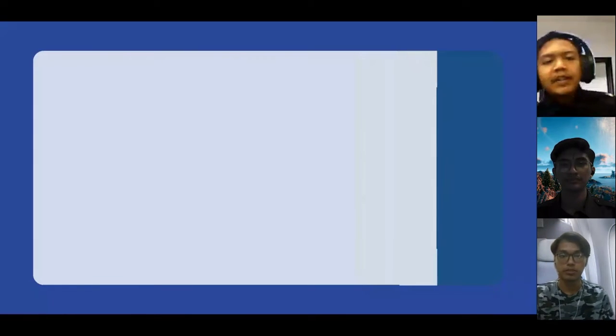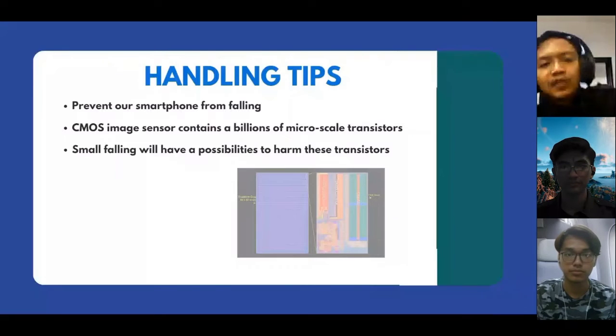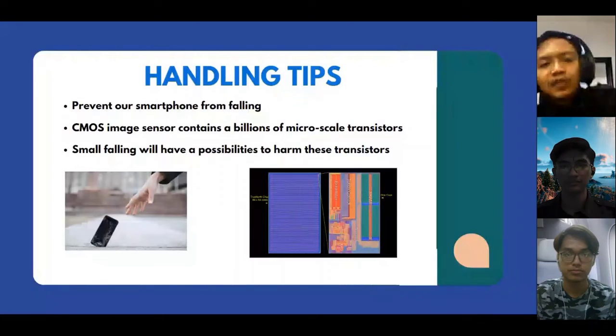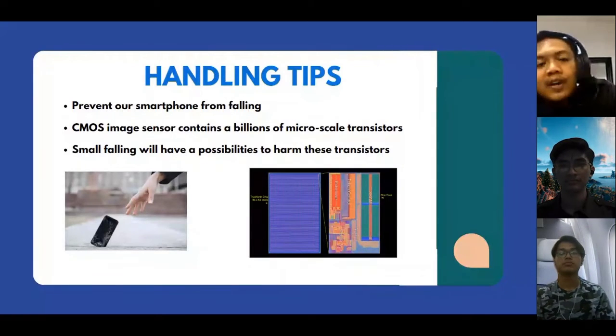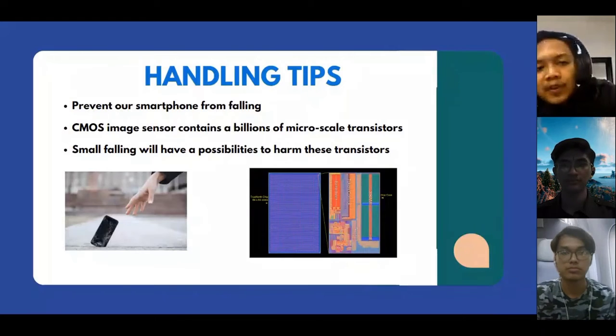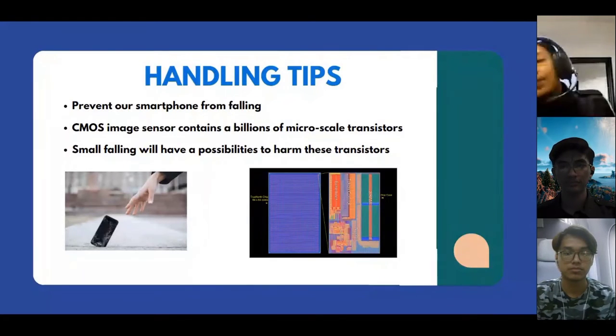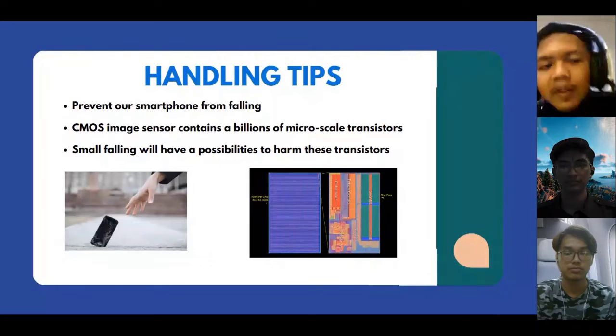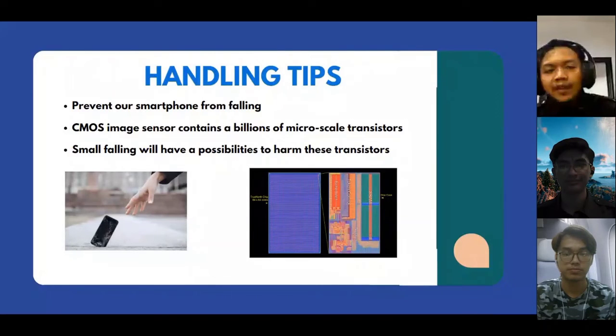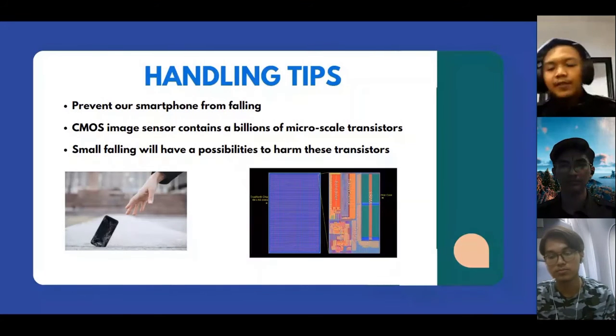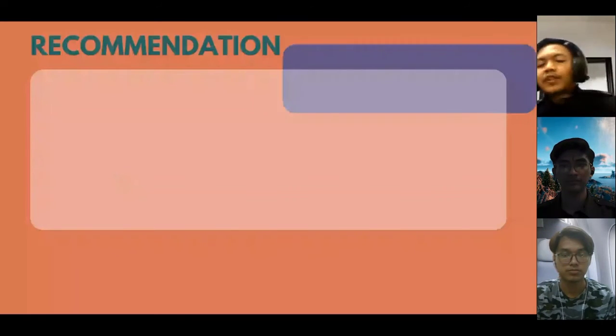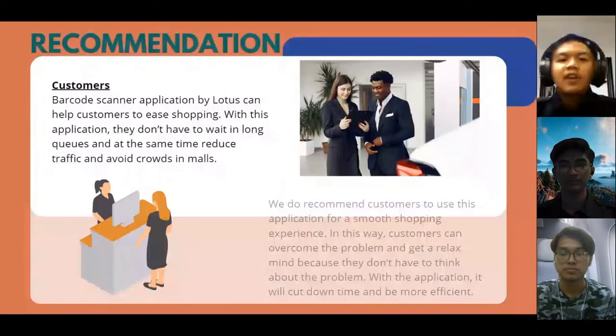Okay, next is the handling tips. As we know, a CMOS image sensor contains billions of microscopic transistors, and it is very small. So the handling tip is very easy: we have to prevent our smartphone from falling. This is because even a small fall may harm these transistors. This is because, as the CMOS image sensor is small, it is also sensitive. Now for the recommendation, I will pass to my handsome friend, Muhammad Haris.